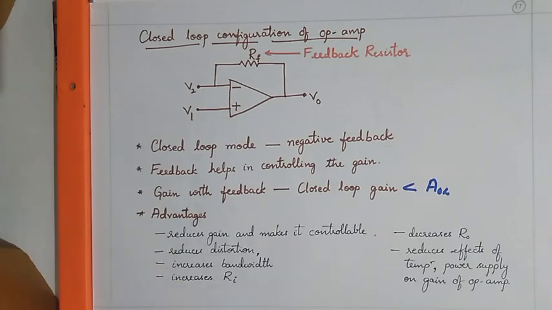It has a number of advantages, a few of which are listed here. First, it reduces the gain and makes it controllable, reduces the distortion, and increases the bandwidth. It increases the input resistance of the op-amp, decreases the output resistance of the op-amp, and also reduces the effects of temperature and power supply on the gain of the op-amp.